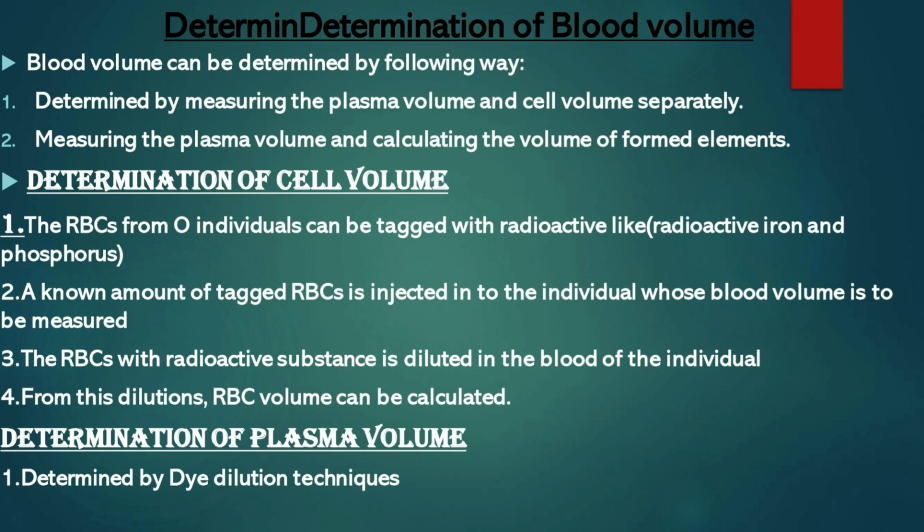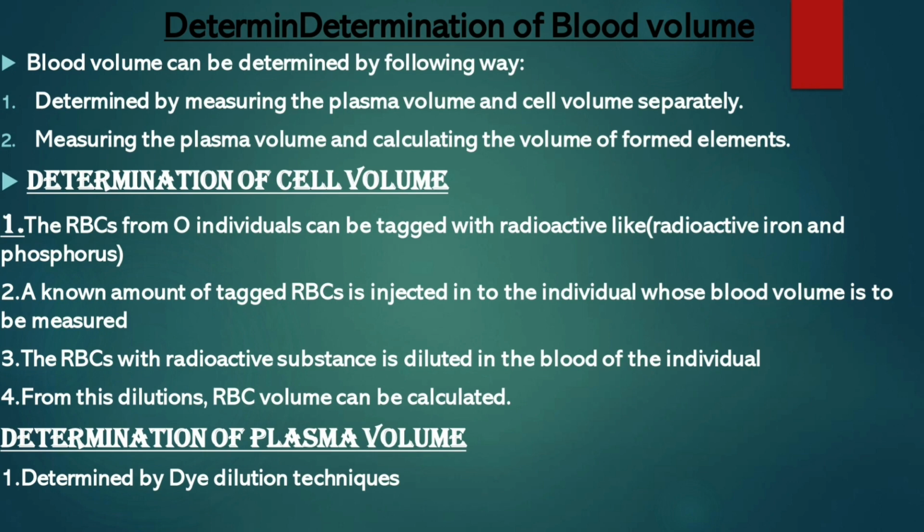Determination of cell volume. 1. The RBCs from O individuals can be tagged with radioactive substances like radioactive iron and phosphorus. 2. A known amount of tagged RBCs is injected into the individual whose blood volume is to be measured. 3. The RBCs with radioactive substance are diluted in the blood of the individual. 4. From this dilution, RBC volume can be calculated.